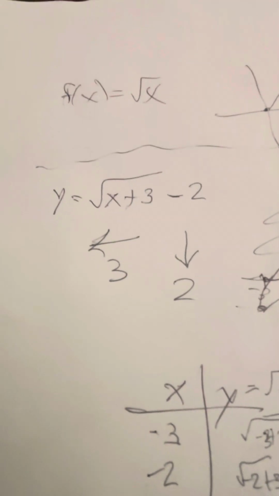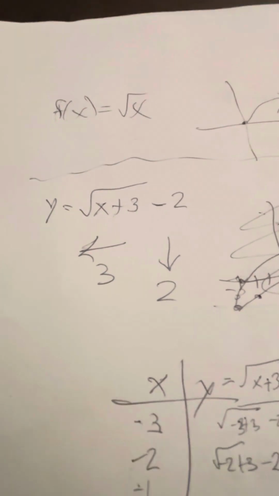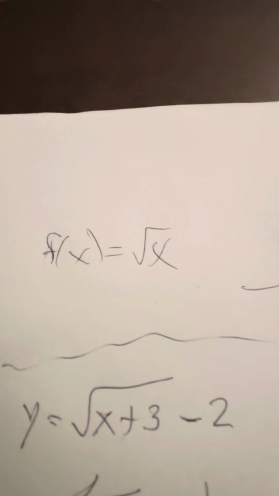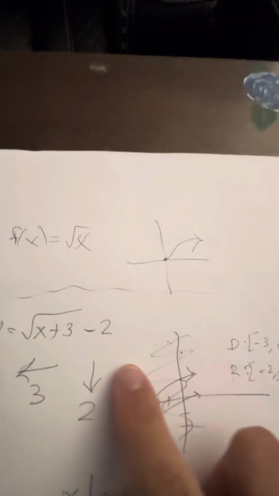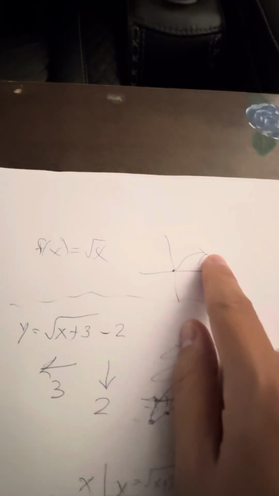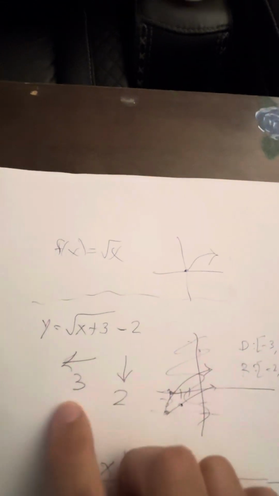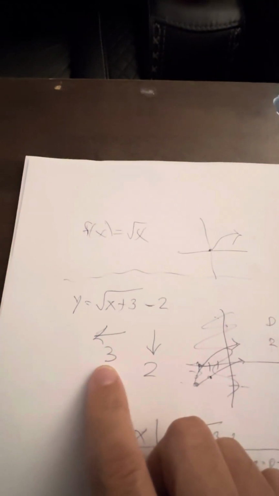Y equals the square root of x plus 3, minus 2, right? If we're going to graph this, we're just doing a transformation of f of x equals the square root of x. It's just a square root function. It looks like this. It's literally just starting here from the origin and going to the right, okay? Using the transformation, you're going to be going to the left 3.